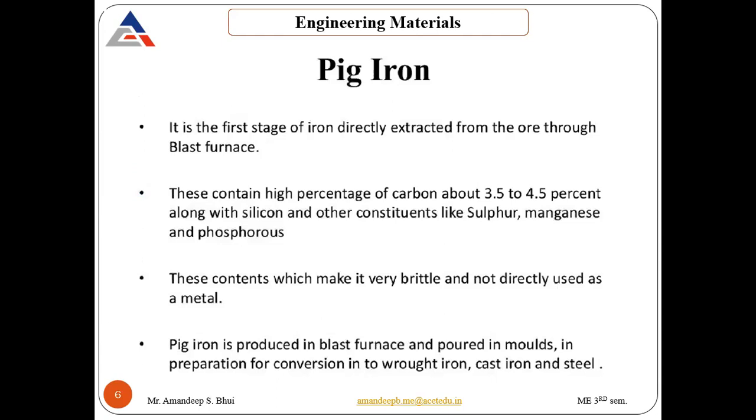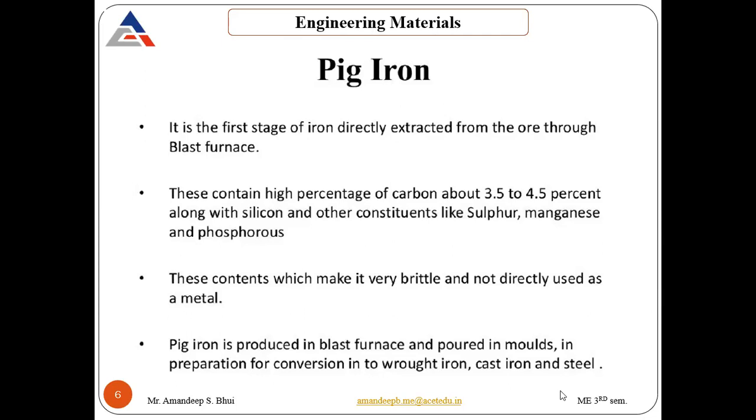So pig iron is the first stage when the iron ore is taken out from the earth. So the first stage of iron is known as pig iron, and this pig iron is produced from the blast furnace. Now this contains around 3.5 to 4.5% of carbon, along with silicon and other constituents in lower percentages such as sulfur, manganese, and phosphorus that are mixed inside the pig iron.